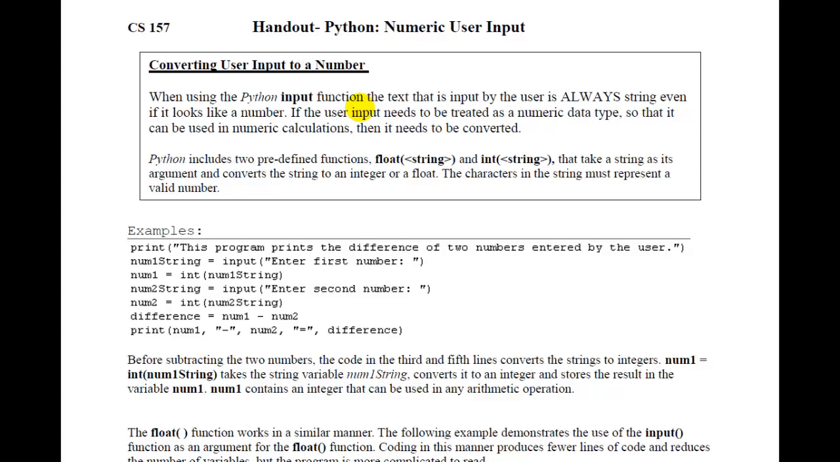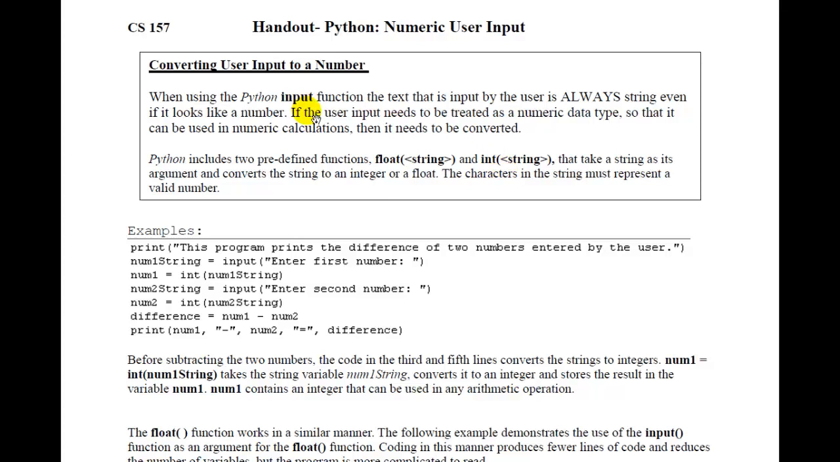But what if the user wants to enter numeric input, and that numeric input will be stored in a numeric variable, so that later on in the program we can do some numeric calculations with that input? If the user input needs to be treated as a numeric data type so that it can be used in numeric calculations, then we need to convert the user input to the appropriate type, whether it's a float, that means a number with a decimal point, or a whole number, which would be an int.